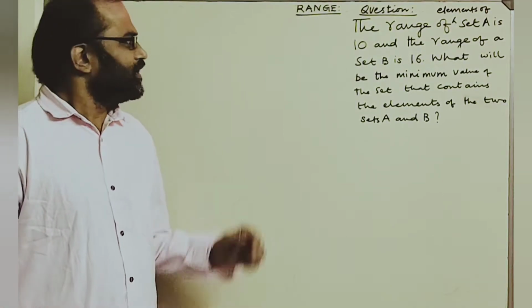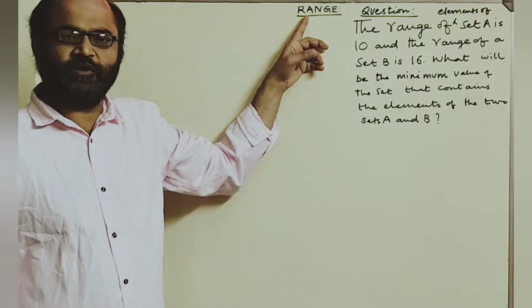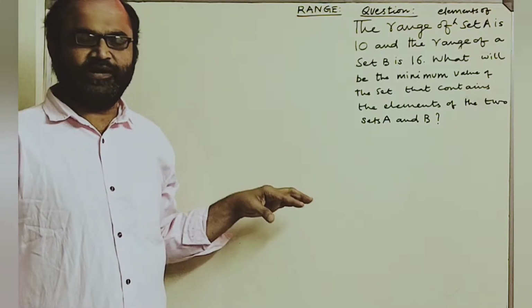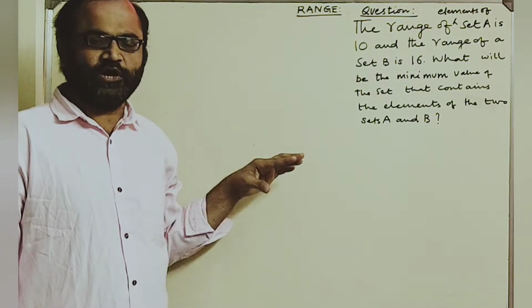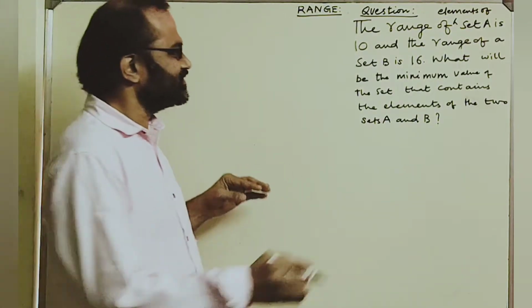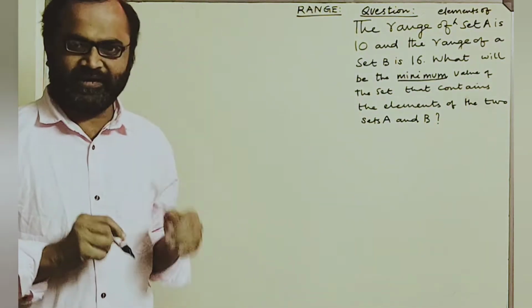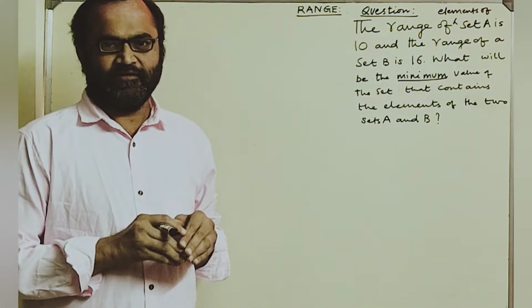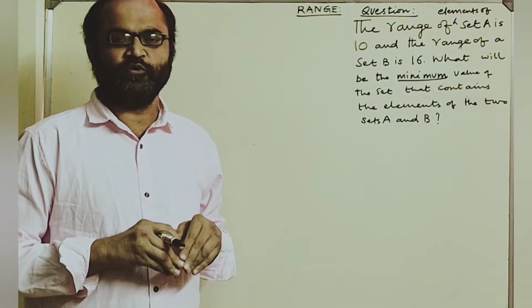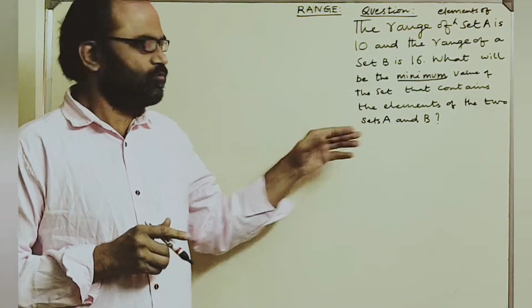Hi. In statistics, we have an important concept called range, and in this video, we are going to solve an important question on range. And the question is about what will be the minimum value of range of a set which contains elements of two other sets. First, let me read the question out to you.